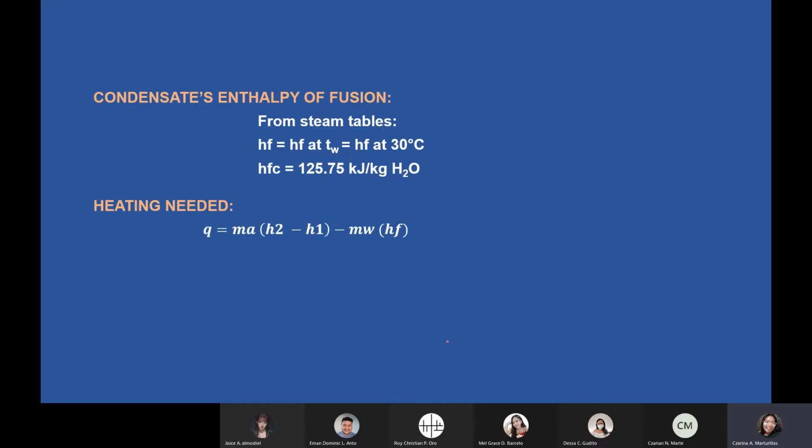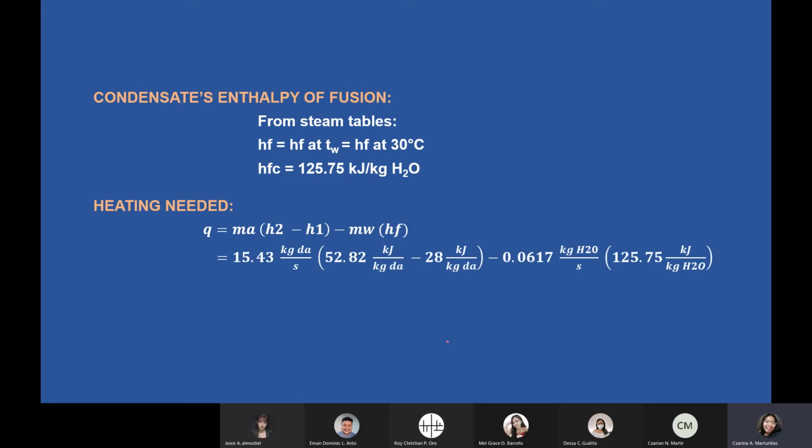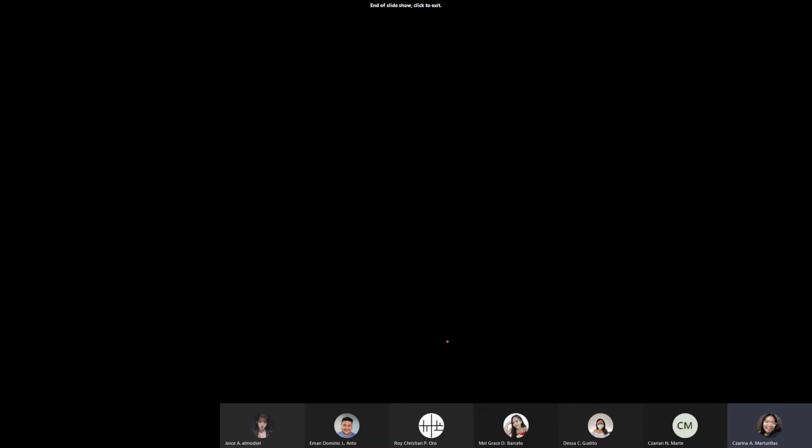For the heating needed to achieve the final condition of the air, again, substitute the values into the equation and play with the units. And we derive 375.21 kilowatts, which is the heat needed to achieve the final condition of the air based on the problem. So, that will be all for the third psychrometric process.